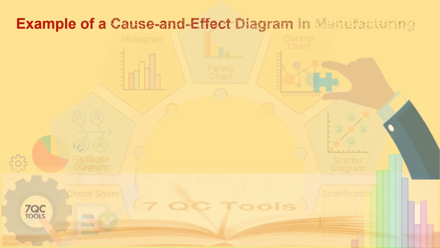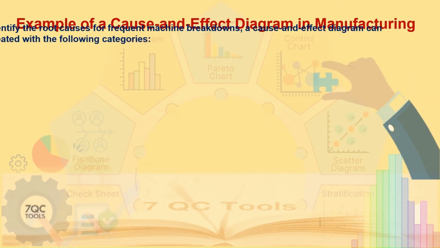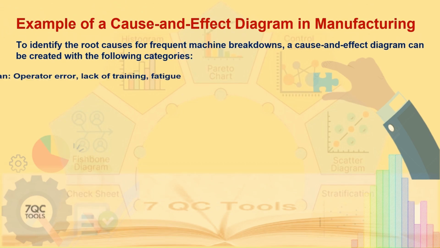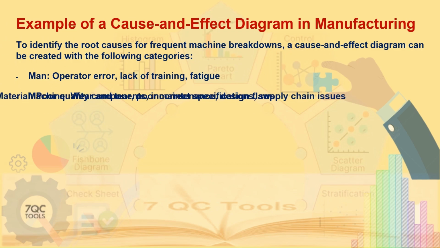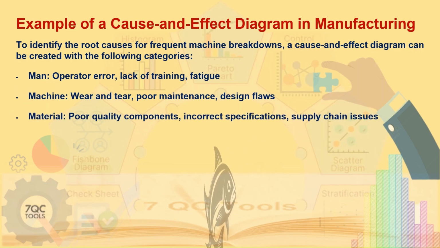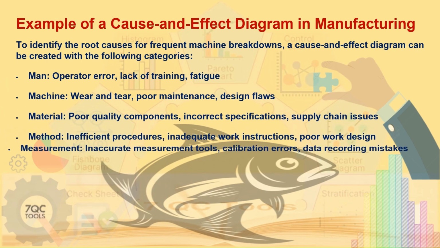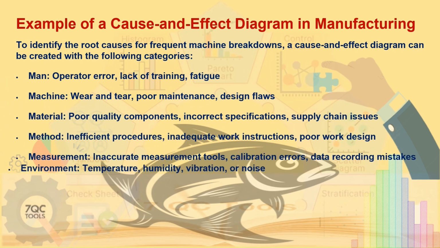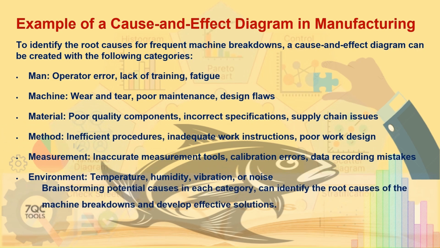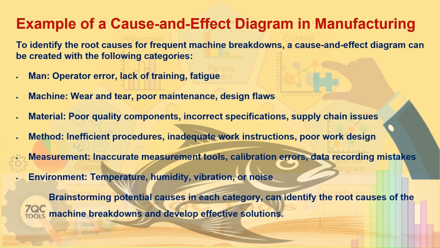For example, to identify the root causes for frequent breakdowns, the main category of man may be subdivided into operator error, lack of training, and fatigue. Similarly, machine category can be subdivided into wear and tear of machine, design flaw in the machines, and poor maintenance. A similar approach can be applied to other categories also.